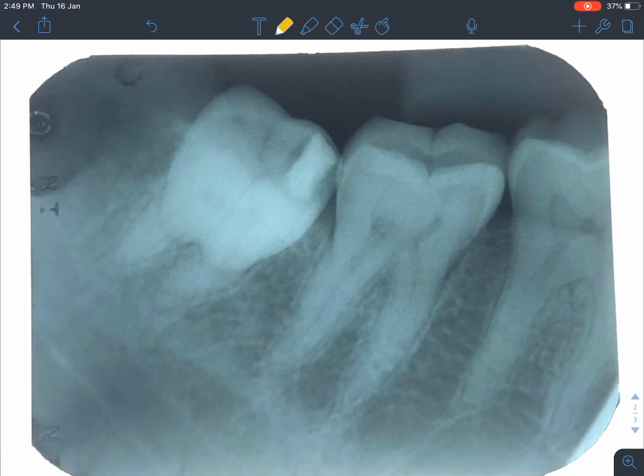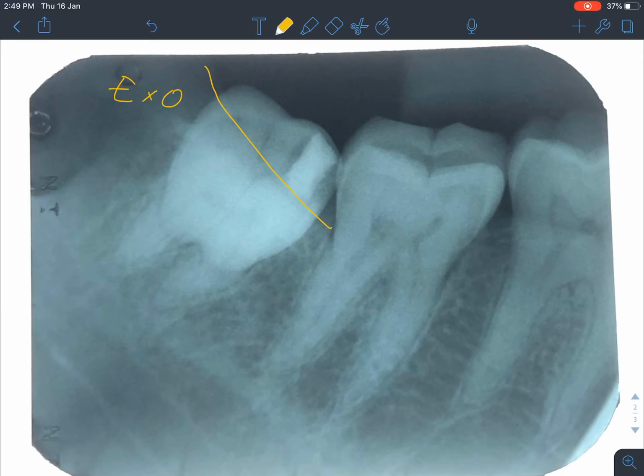Can you list out what were the landmarks? Nutrient canals. The ramus of the mandible. Mylohyoid ridge. And the mandibular nerve canal. Yeah. So just for your information, the ramus is also called as the external oblique ridge. Okay, and the mylohyoid ridge is also called as the internal oblique ridge. Right? Okay. So any other?